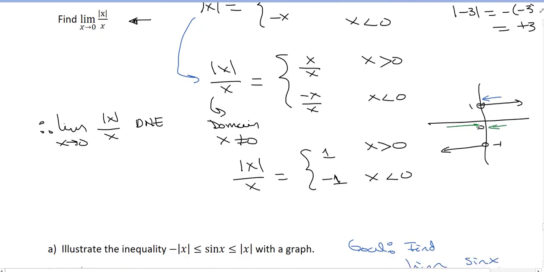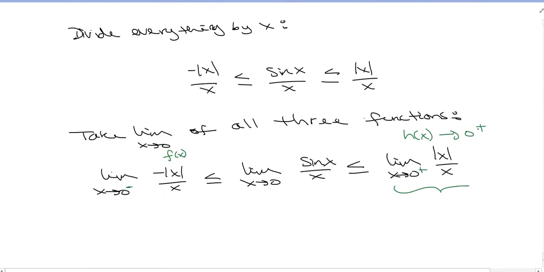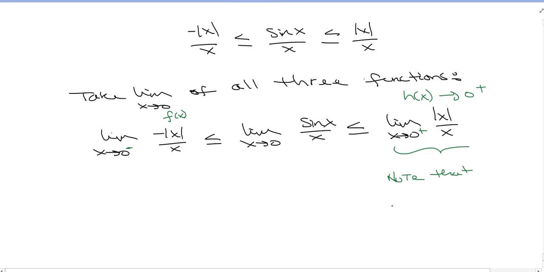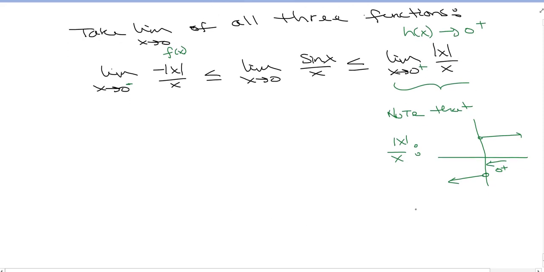we're going to 1. So let me recreate that over here. And I'm going to make a note here. Note that the absolute value of x over x is this function, right? So as x goes to 0 from the right, our limit is 1. So I can say the limit as x goes to 0 from the right of the absolute value of x over x is 1. Are we okay with that?